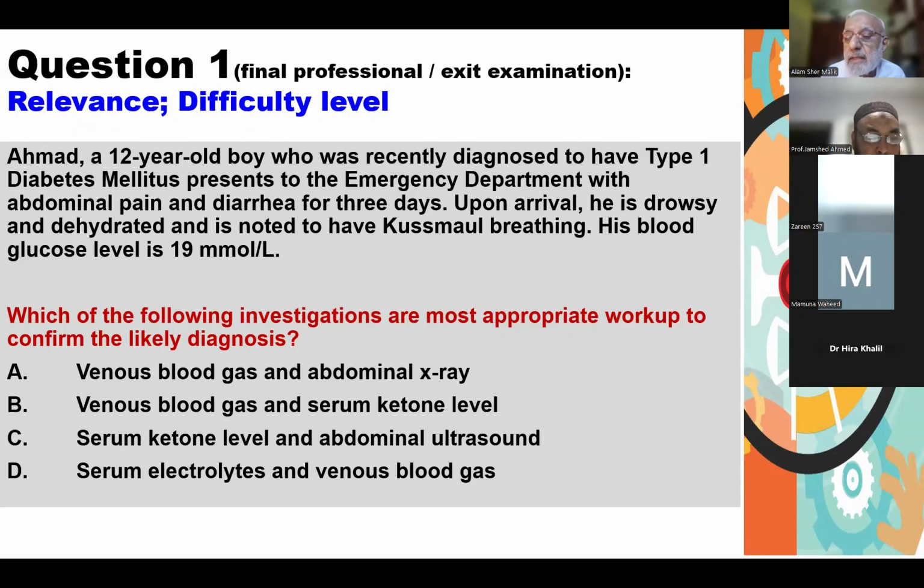Yes, anybody? Essential, I believe. Oh, okay. Dr. Hira thinks this is essential because this is an important condition, diabetic ketoacidosis. Yeah. Any other ideas? Professor Jamshed? This is essential because this is an emergency condition and we have to save a life. All right. Yeah, that's right. Dr. Zareen?